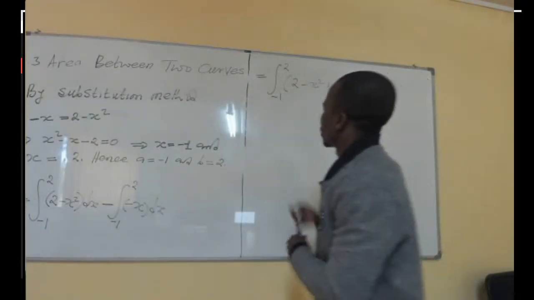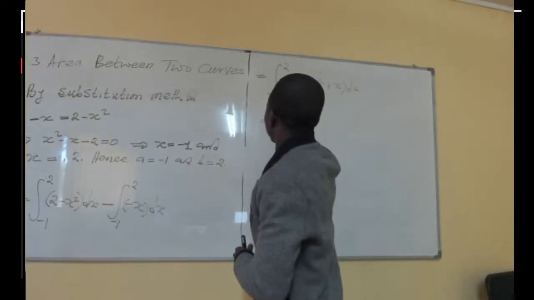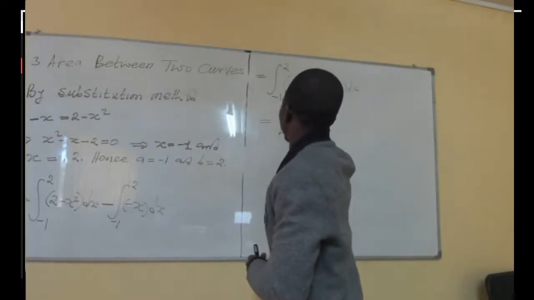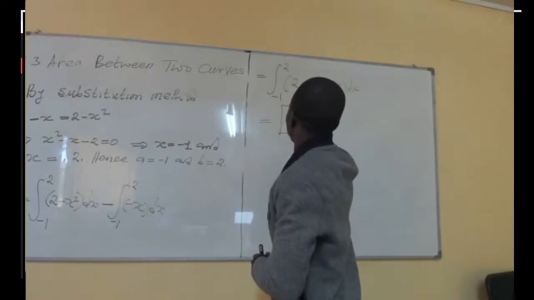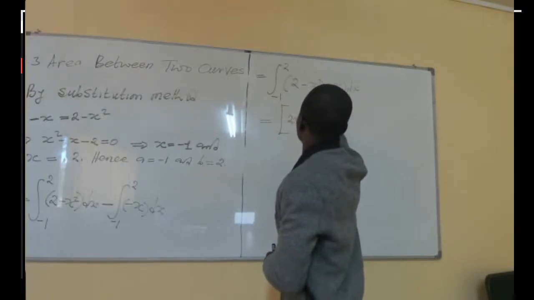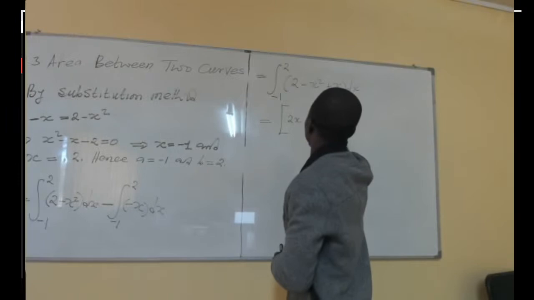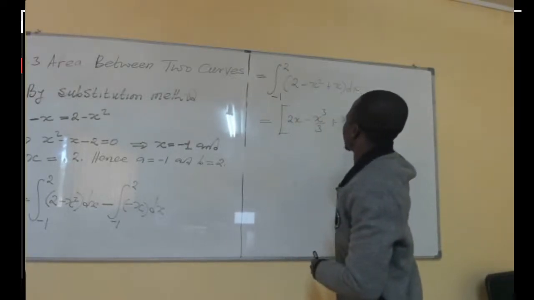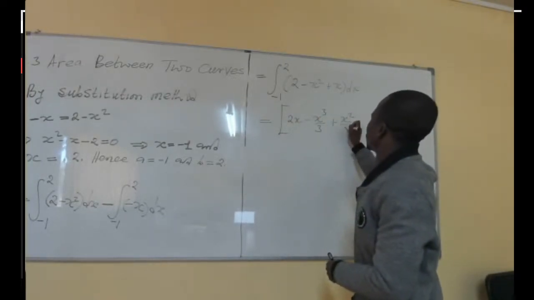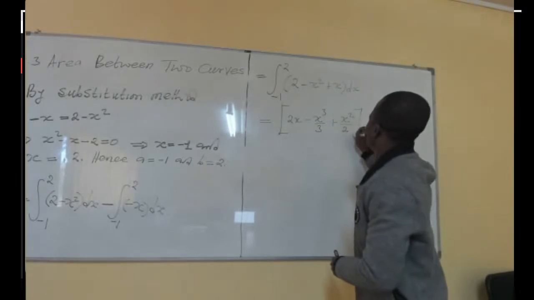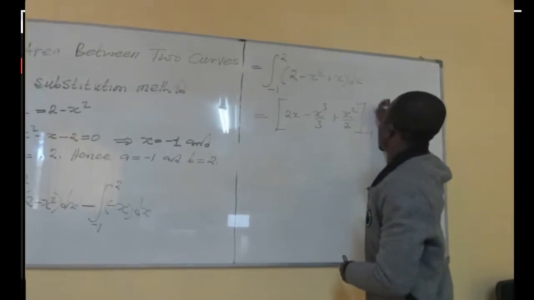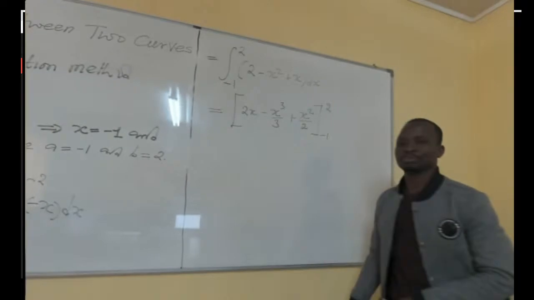Now, when we do the integration here, we are going to have 2x minus x to the power 3 over 3 plus x squared over 2, then from -1 to 2.